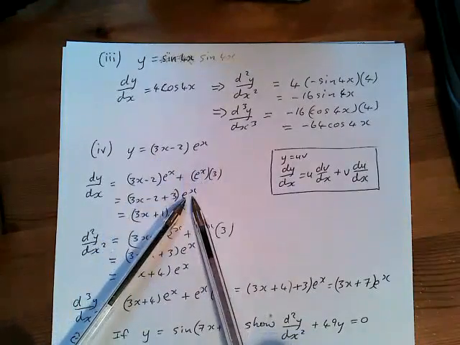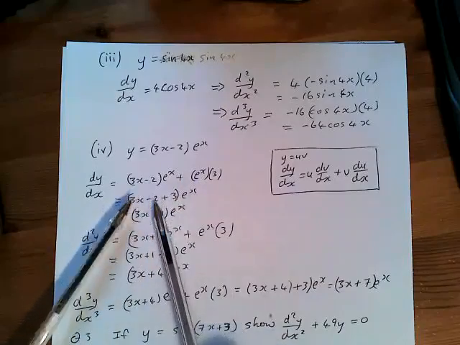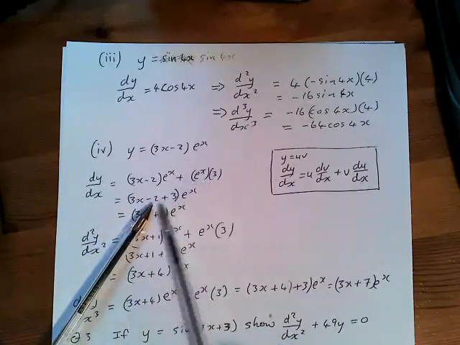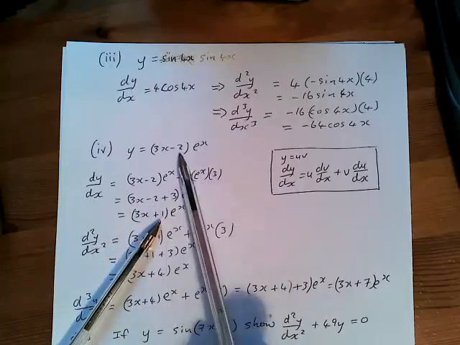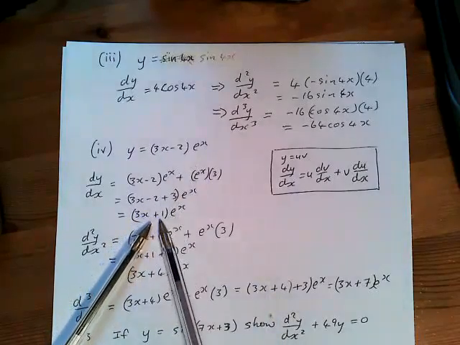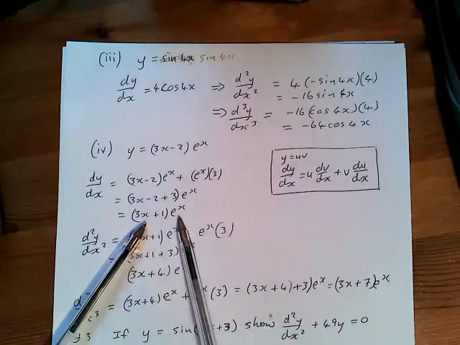Looking at that, e to the x is common, so bring it outside. So we have 3x minus 2 times e to the x plus 3 times e to the x. So 3 and minus 2 is plus 1, so you can see that's gone up by 1. That's gone up by 3 from 3x minus 2 to 3x plus 1 times e to the x.